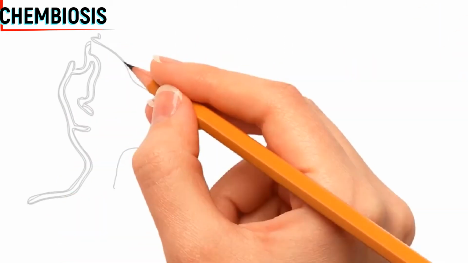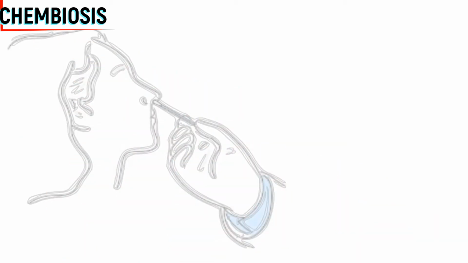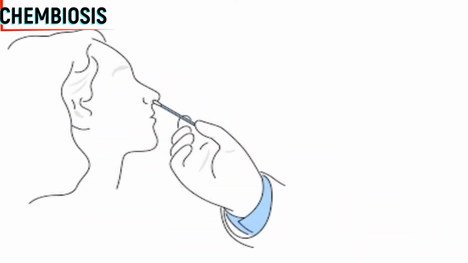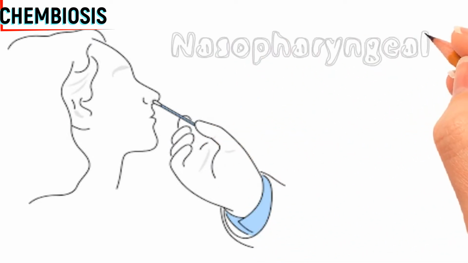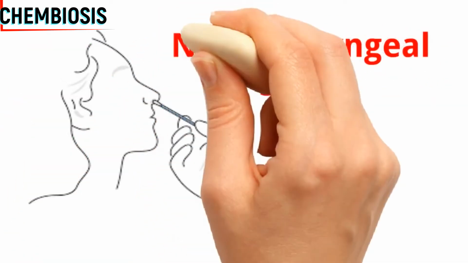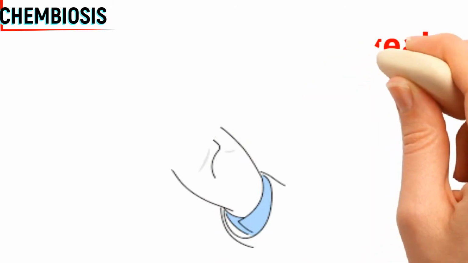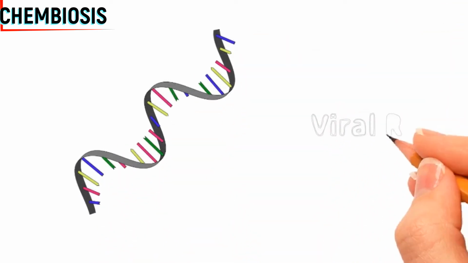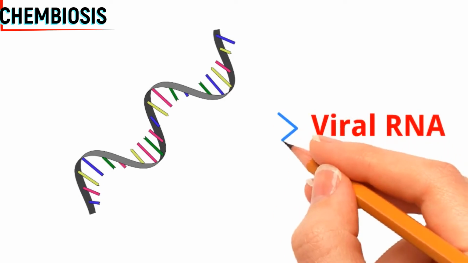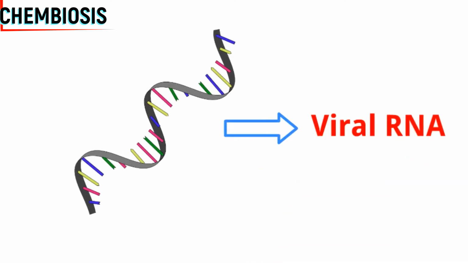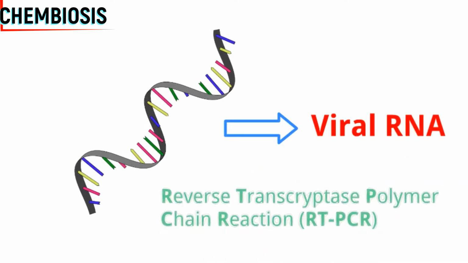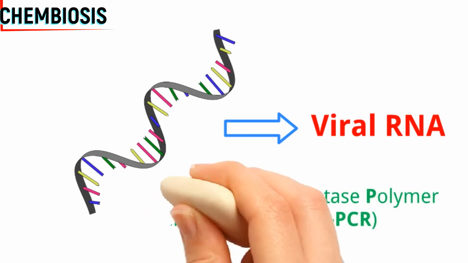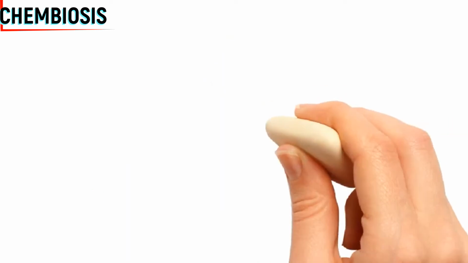In this RT-PCR test, the sample is collected by inserting a cotton bud deep inside the nose. This process is called nasopharyngeal swab. Sometimes a saliva sample is also collected. In this test, generally we detect viral RNA. The full form of RT-PCR is reverse transcription polymerase chain reaction. So friends, let's understand how this RT-PCR test actually works.